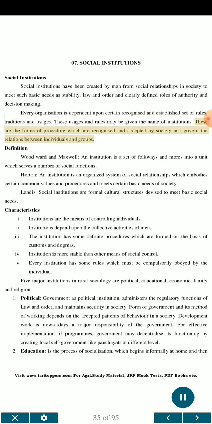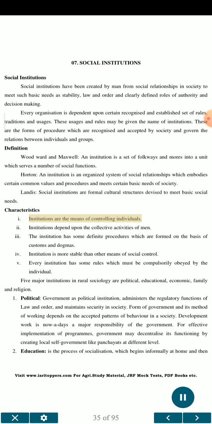These are the forms of procedure which are recognized and accepted by society and govern the relations between individuals and groups. Definition. Woodward and Maxwell: An institution is a set of folkways and mores organized into a unit which serves a number of social functions. Horton: An institution is an organized system of social relationships which embodies certain common values and procedures and meets certain basic needs of society. Landis: Social institutions are formal cultural structures devised to meet basic social needs.